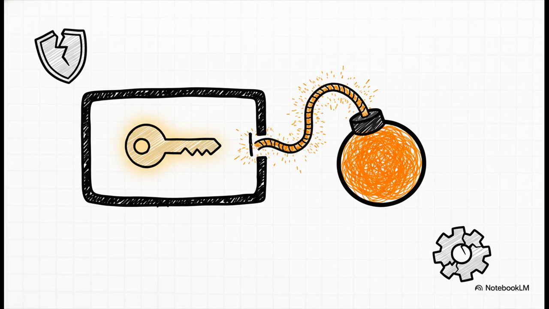The first, and maybe the most dangerous mistake I see all the time, is hard-coding configuration. We're talking about putting things like database passwords, API keys, or host names right there in the source code. It's not just a bad practice, it's a ticking time bomb for our security and our deployments.